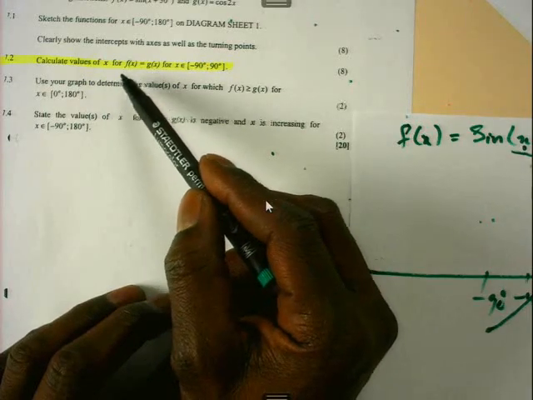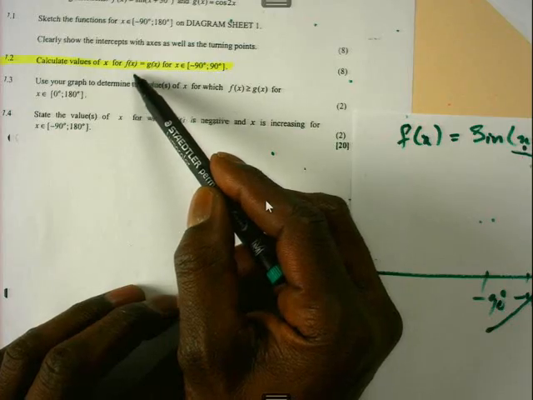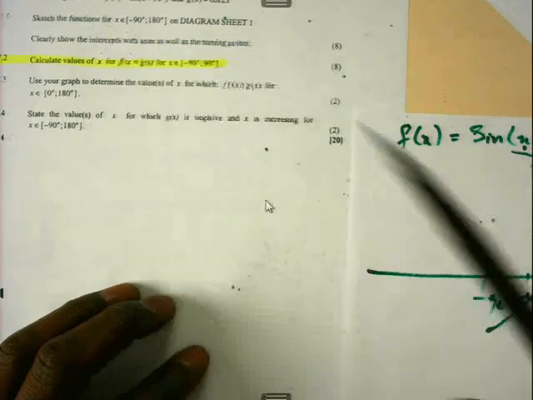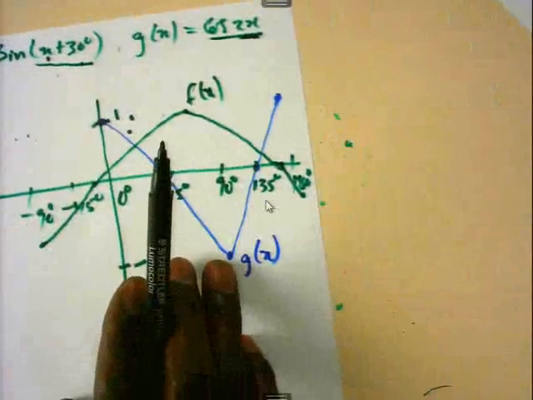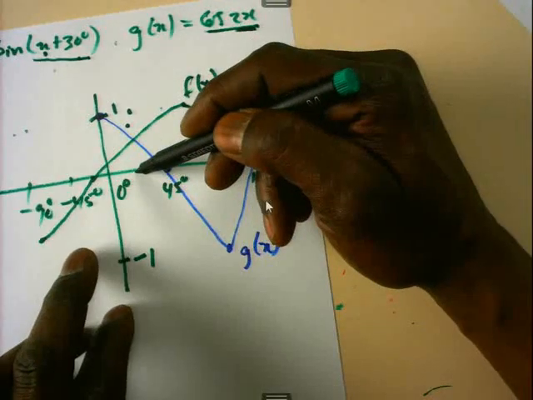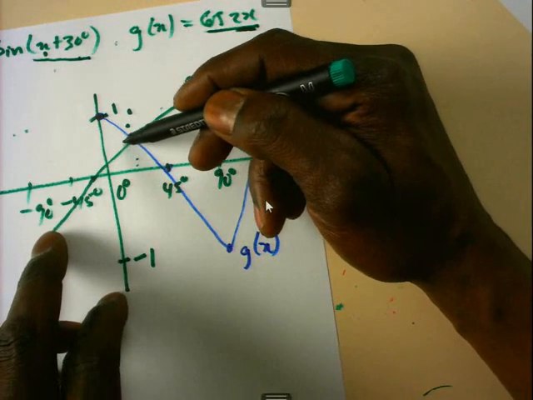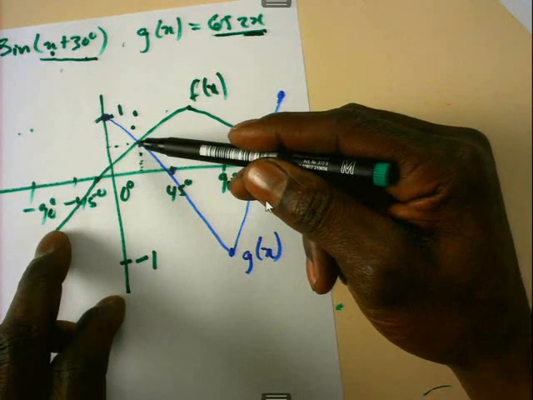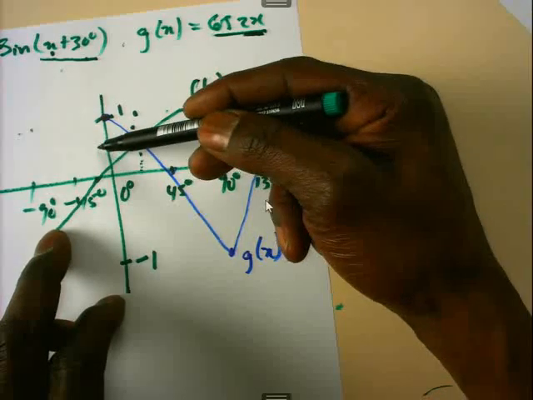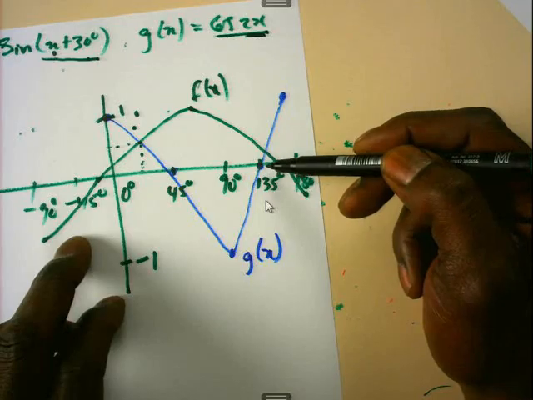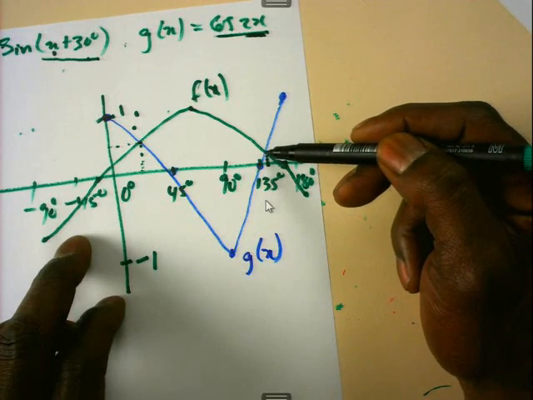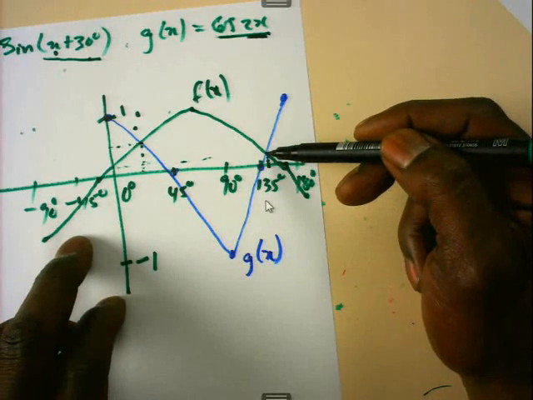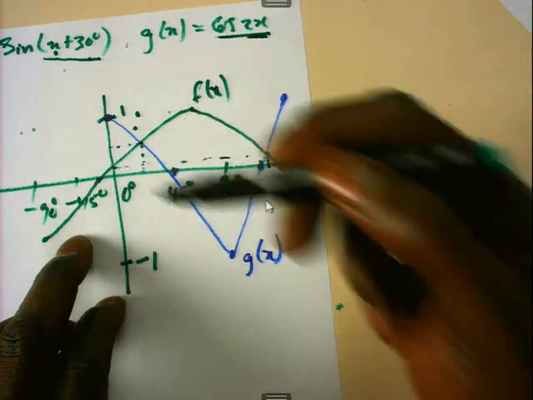Now, the main problem here that we are given is 7.2, which says calculate the values of x for the y value of the graph of f to be equal to the y value of the graph of g. Now, if we look at the two graphs here, the y value of the graph of f at this point is that one, and the y value of the graph of g at that point is that one. Again, this happens here. The y value of the graph of f at that point is that y value, and the y value of the graph of g at that point is the same y value.